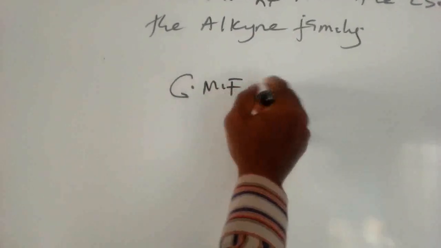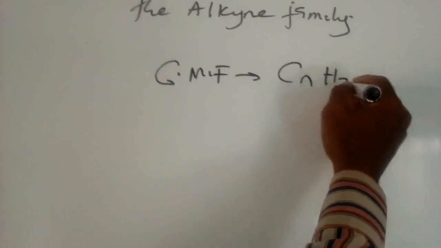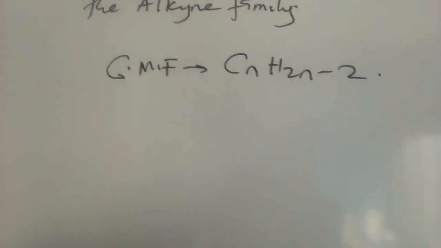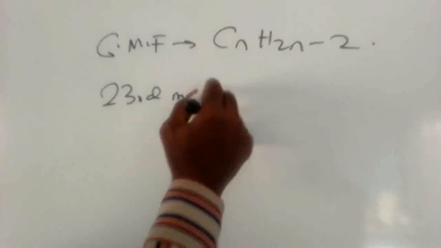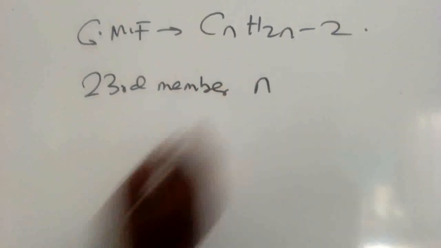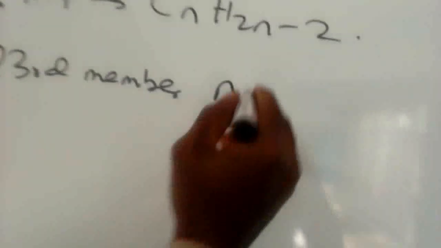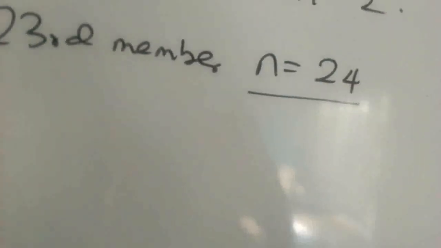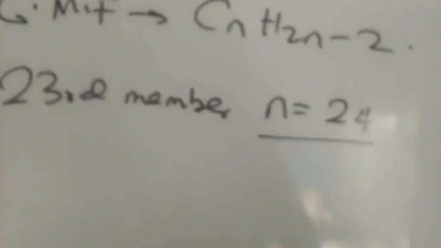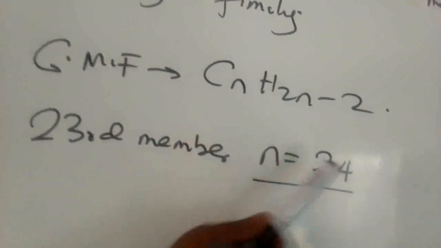The general formula is CnH2n minus 2. Then for the 23rd member, what will be the value of n? For the 23rd member, n would be equal to 24, if you agree with that. Why is n 24? Why not 23? If it's alkene, n would have been 23. If it's alkyne, n will be 24.